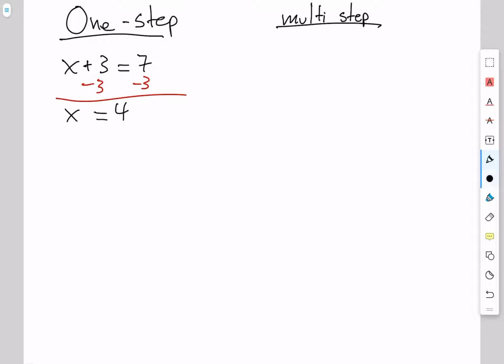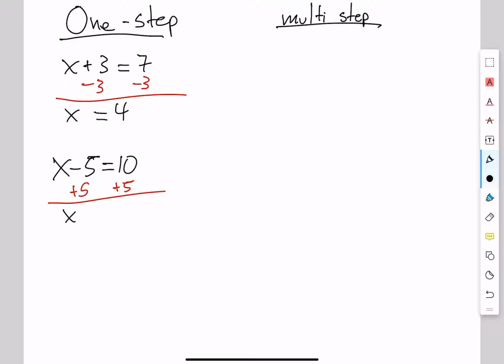Next, so there's going to be addition, there's going to be subtraction, x minus 5 equals 10. Now the inverse operation is we'd add 5 to both sides, and then I'd have x is equal to 15.